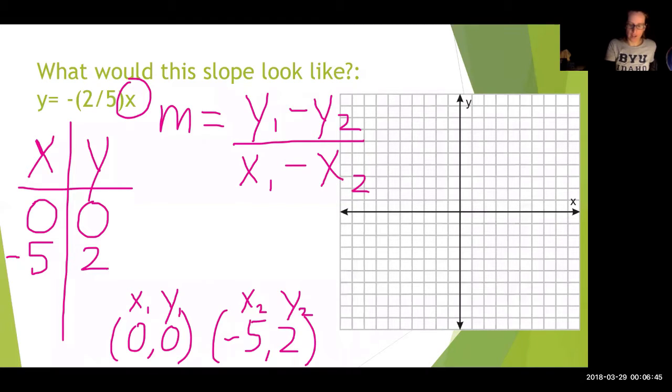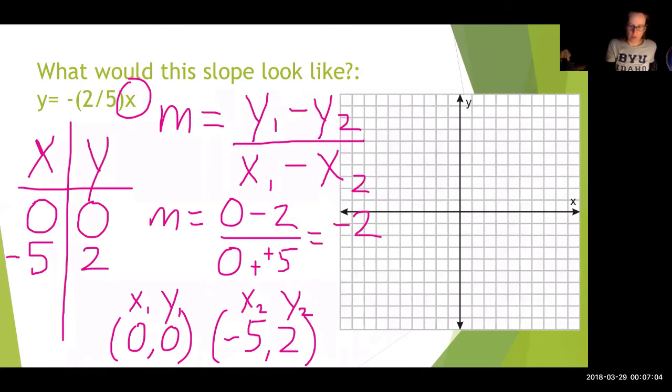Make sure the Y's are on the top and the X's are on the bottom for this. And our slope's going to be, let's see, 0 minus 2 over, our X1 is 0 minus a -5. So that becomes plus a positive. And we get -2 over 5. So that's our slope right here.